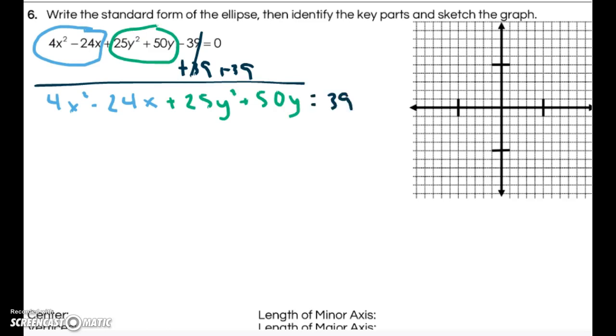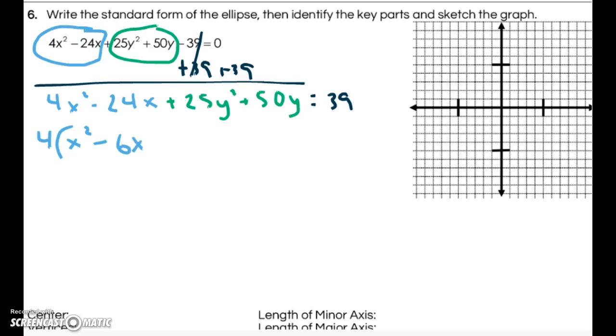So let's start with the x terms. What's different about an ellipse is that we have a coefficient in front of the x squared. We have a 4. And I notice that 4 is also a number that goes into 24. So I'm going to factor this out. So if I take out the 4, what am I left with? I'm left with x squared minus, 4 times what number equals 24? 6. And I have an x there.